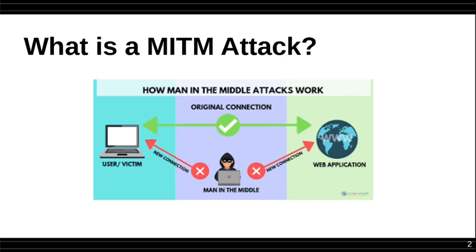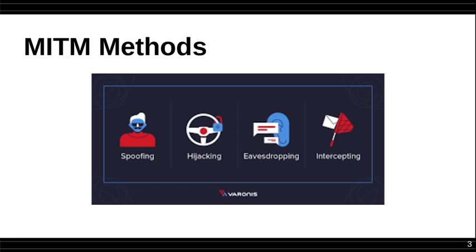What is a man-in-the-middle attack? This type of cyber attack happens when traffic between two parties is observed or manipulated by a hacker. When successful, hackers can steal personal information or login credentials. Cyber criminals also use MITM attacks as a means to spy on, corrupt information, or disrupt communications between two parties. Now, there are several methods of conducting such an attack, and these include spoofing, hijacking, eavesdropping, and intercepting. We'll briefly get an idea of these different methods, starting off with spoofing.